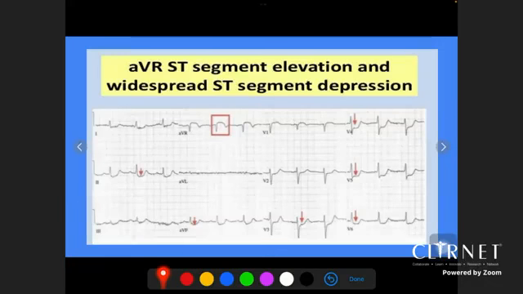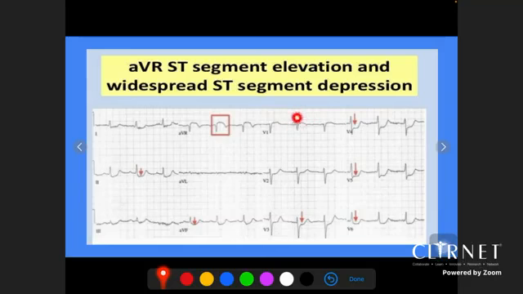Here you can see this is the AVR, the maestro of the 12 leads. There is ST elevation in AVR, and there is ST depression in most leads. There is ST depression here in lead 2 and AVF. You can find it also in V3, V4, V5. So ST elevation here and in most leads there is ST depression. This is a sign of left main or proximal LAD or severe triple vessel disease, which indicates CABG.